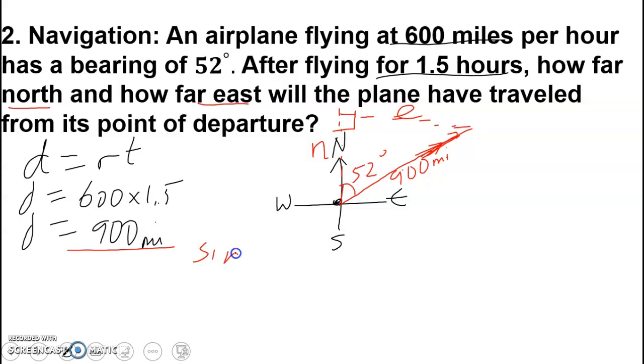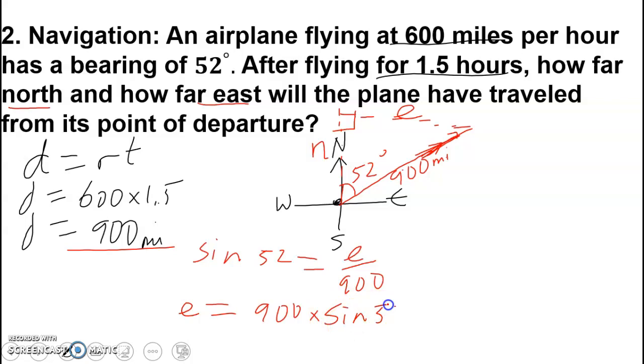So sine 52 is opposite the angle, which is E, over hypotenuse, which is 900. So E is going to equal, cross multiply, 900 times sine 52, which is about 709.2.